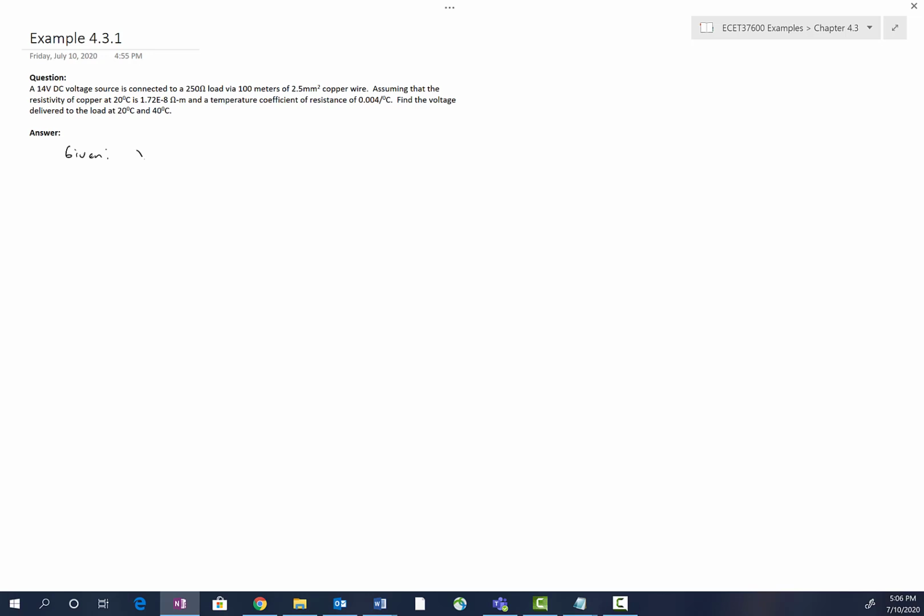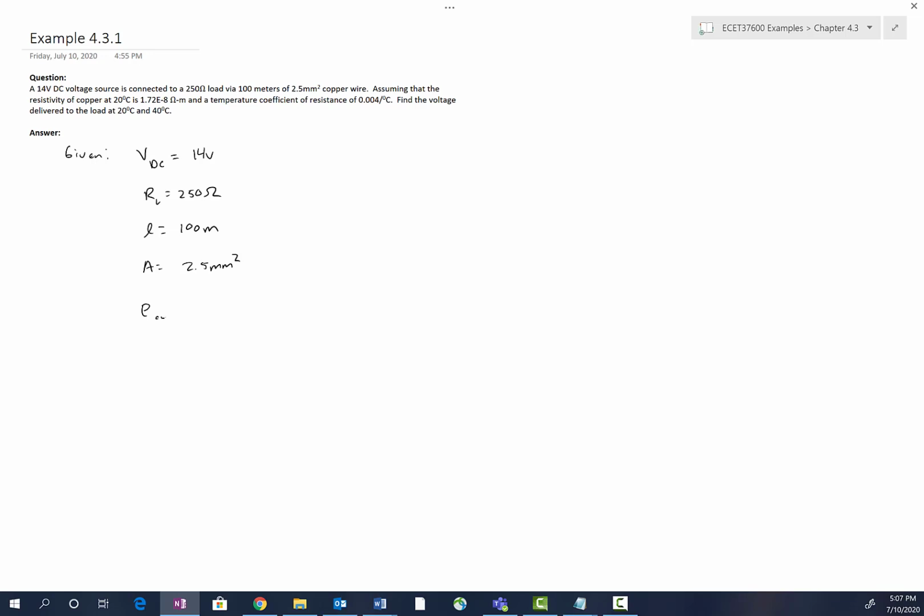So let's start the problem by writing the givens. We've got a DC voltage source that in the problem statement was given to us as 14 volts DC. We have a load resistance, we'll call that R sub L, it's 250 ohms. We have some wire, and we know that the length of that wire is 100 meters. We know that the cross-sectional area of that wire, the circular cross-section, is 2.5 square millimeters.